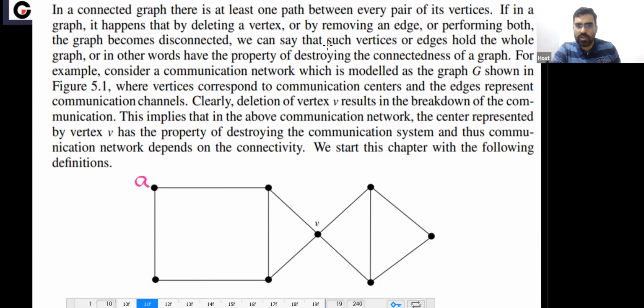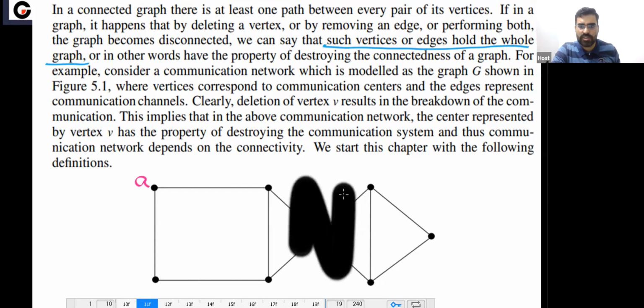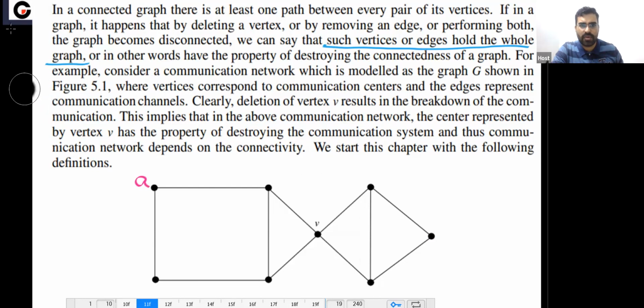Now you can notice such vertices or edges hold the whole graph. Basically they have the property that they can destroy this graph, they can disconnect this graph. Now, tell me, is there any single edge in this graph which will disconnect the graph? For example, if I remove this, it will not disconnect the graph. If I remove this, it will not. So you can notice in this graph we have a cut vertex, but there is no cut edge.